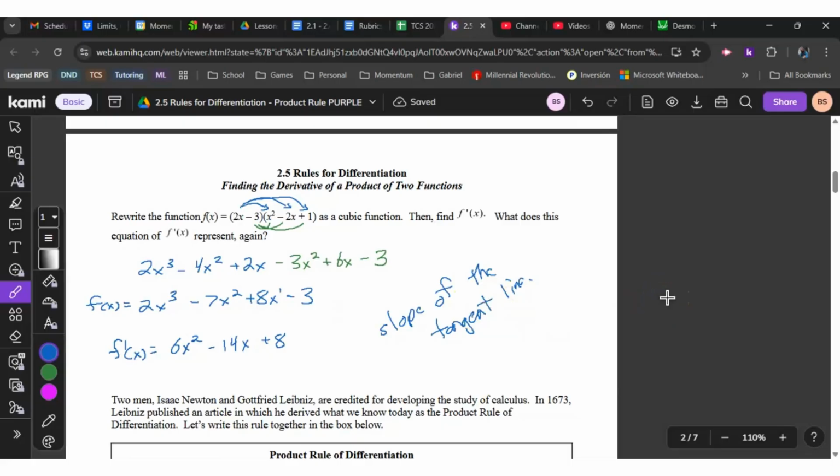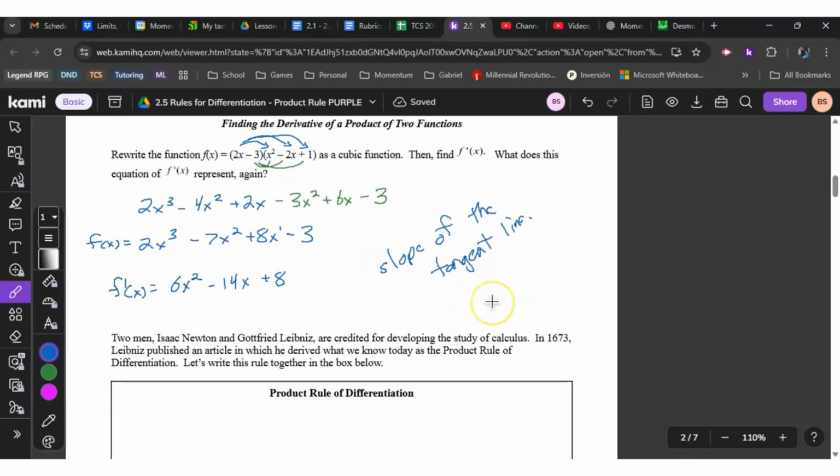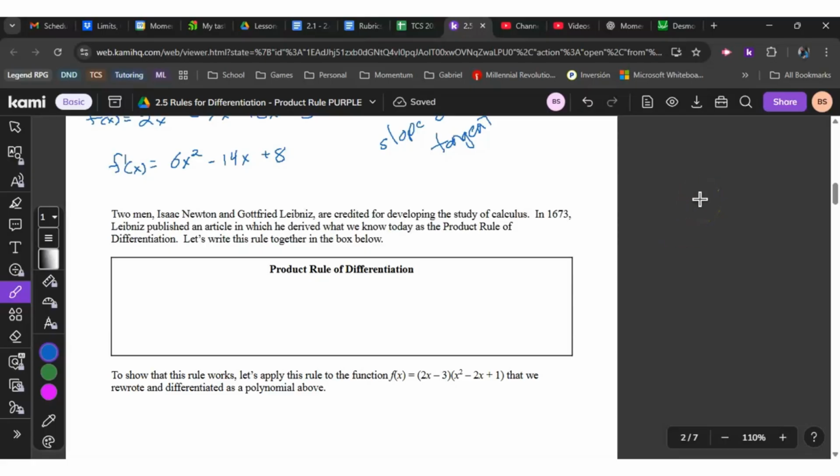All right, so now I'm going to teach you what the product rule actually is, and we're going to do the exact same question so that we can see that they're the same. Okay? So let's write down what our product rule is. This just gives you a little bit of history on it.